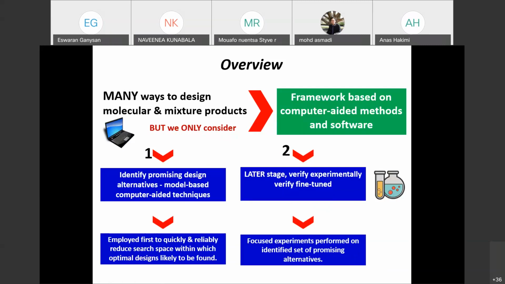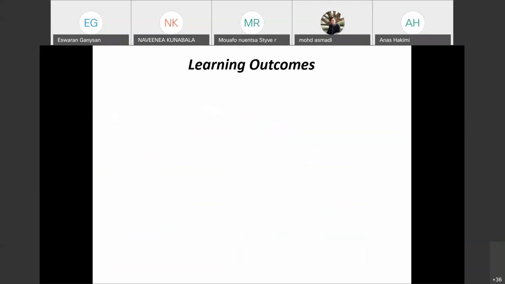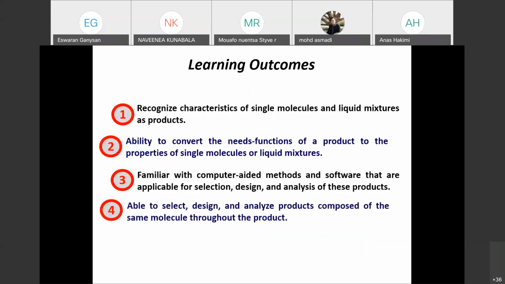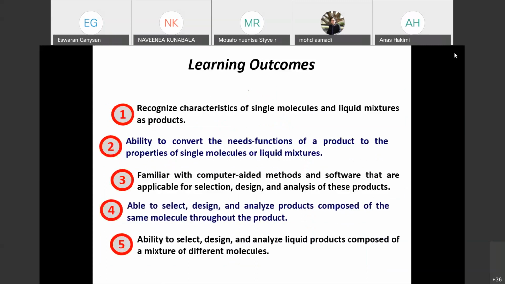So from all this, what do we expect as outcomes? I hope that you can recognize the characteristics of single molecules as well as liquid mixtures. A single molecule is pure, and this pure molecule we can also use for many applications. If it is a liquid mixture, such as when you blend together to make a makeup or lotion, that one we blend. Ability to convert the needed function of the product to properties of single molecules or liquid mixtures.